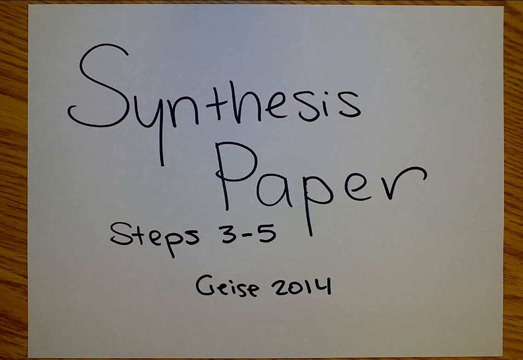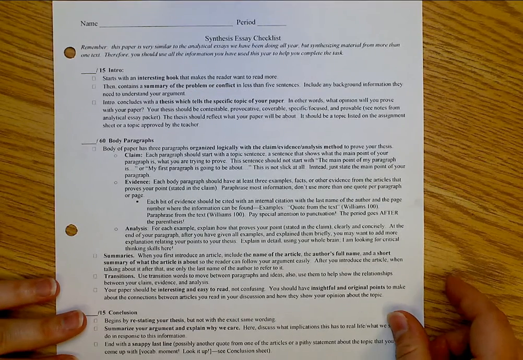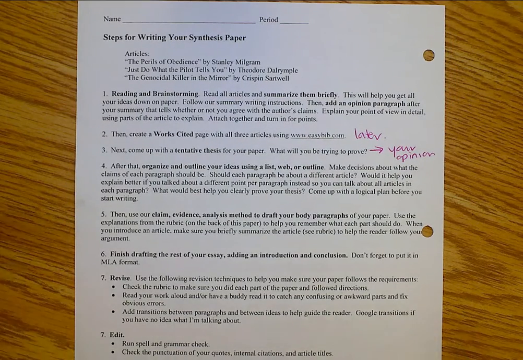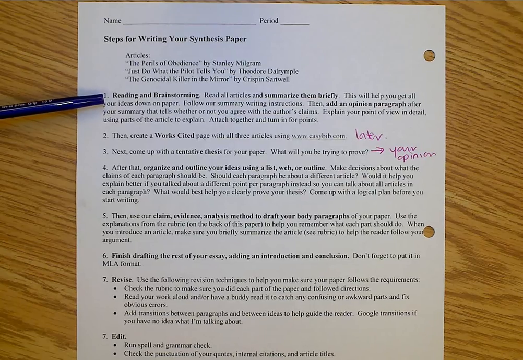So the first thing I would like to do is look at the back of our rubric. So here's the rubric paper I'm talking about, but on the other side I have the directions. So if you don't have that, come see me. And so far in class, what we've been doing is reading and brainstorming, reading the 3 articles that your paper is going to be discussing, summarizing them, and then adding a paragraph about your opinion. What is your opinion about obedience to authority?